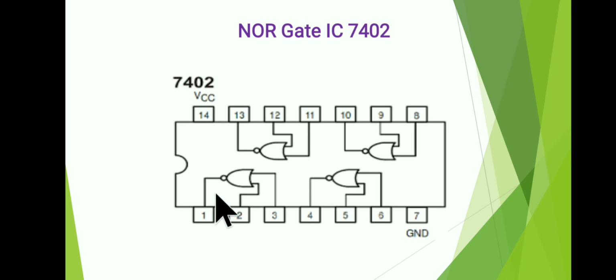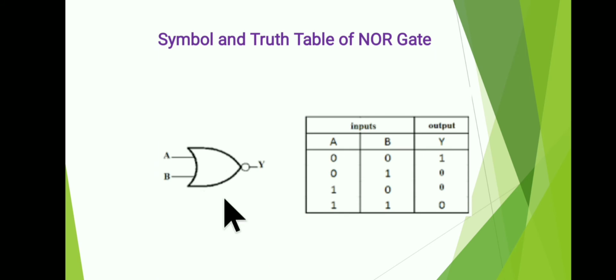Pin number 1 is used as an output, 2 and 3 are inputs, 4 is output, 5 and 6 are inputs, and so on. This is the symbol of NOR gate. The function of NOR gate is that when all the inputs are low, then output is high, or if any one input is high, output is low.